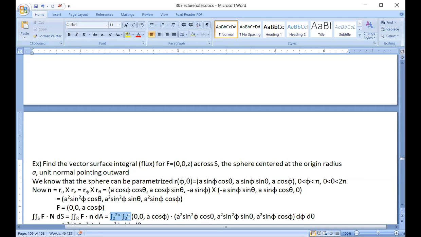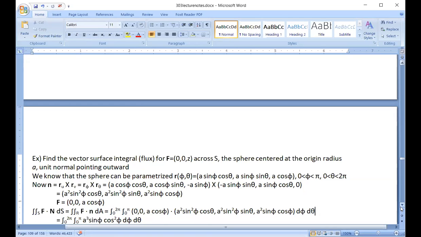Theta was 0 to 2 pi, and then phi was 0 to pi. And in this case, because the bounds are constant, you can do it in either order. It's no big deal. Okay. So taking the dot product, two of the components are 0, so that worked out nice. You'll just get a cubed sine phi cos squared phi d phi d theta.